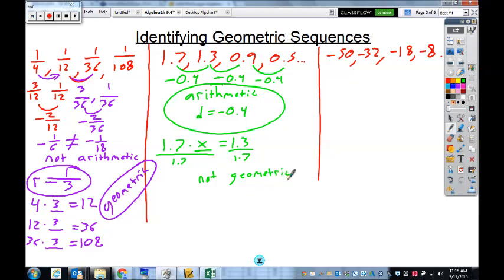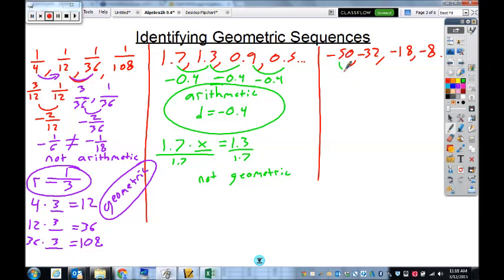Plus, all of these are either going to be one or the other. You're not going to get one that's both. So they're either going to be geometric or arithmetic. So since I found out that it was arithmetic, I automatically knew it was not geometric. So your three cases are geometric, arithmetic, or neither, not both.